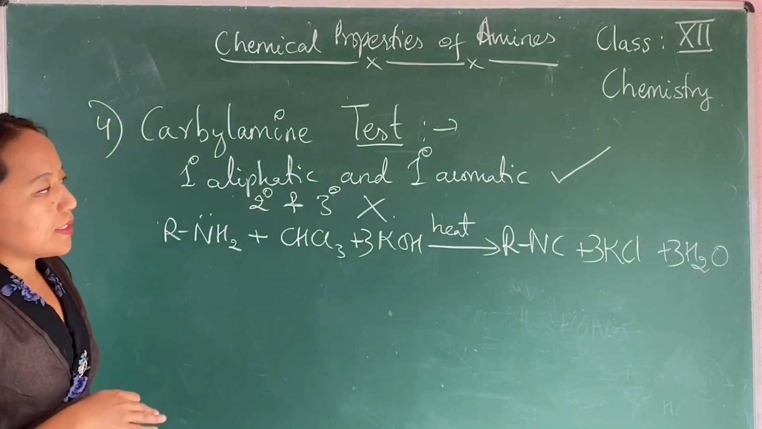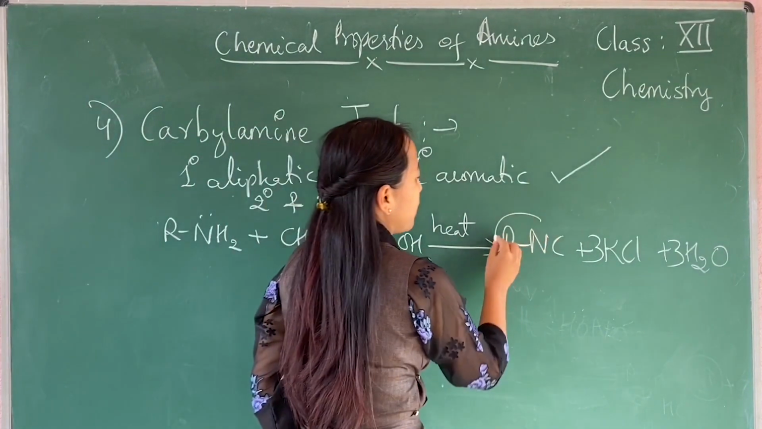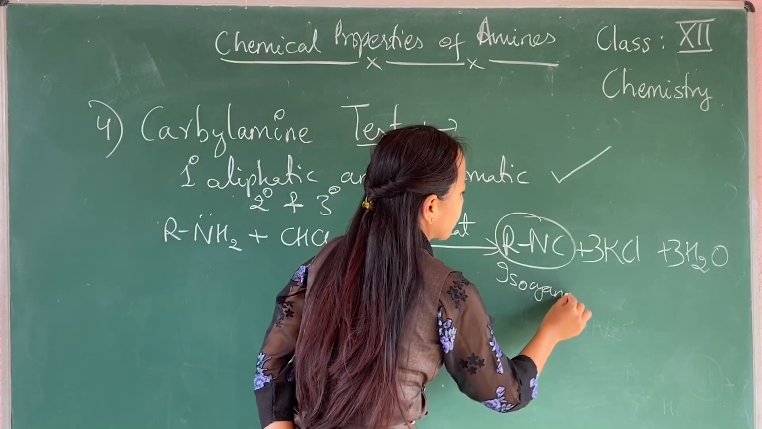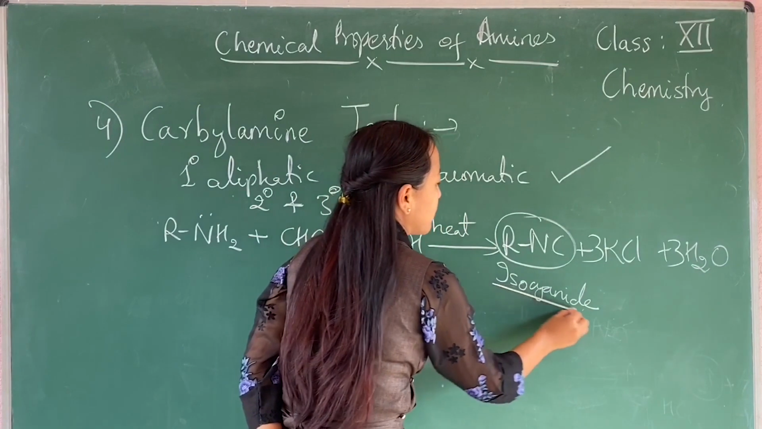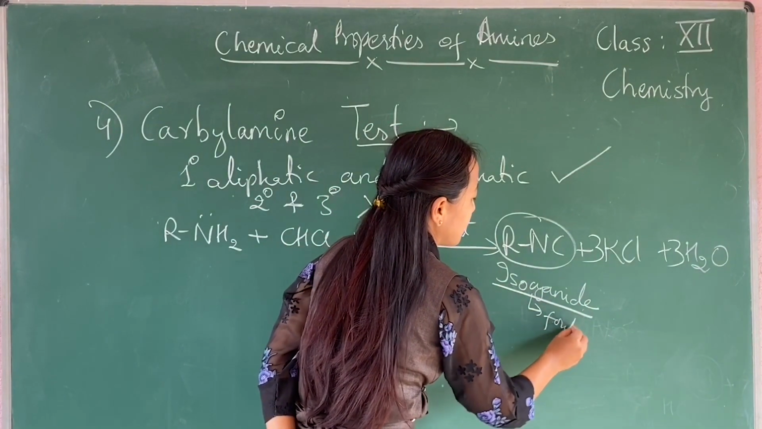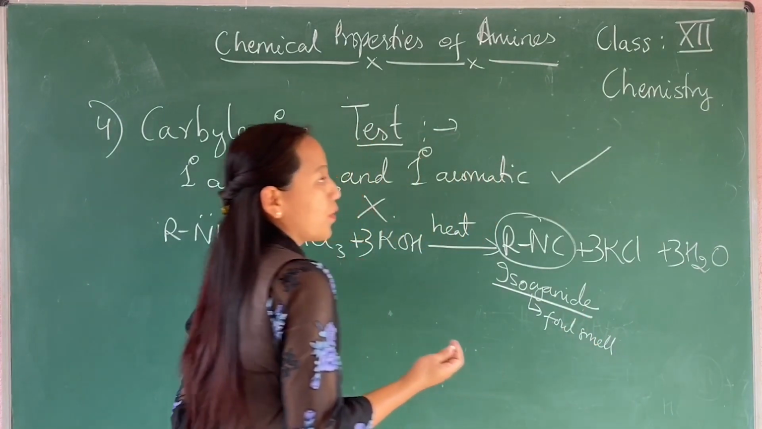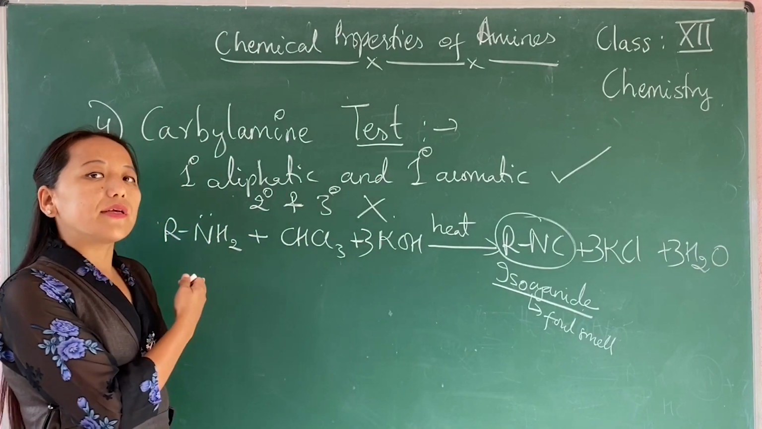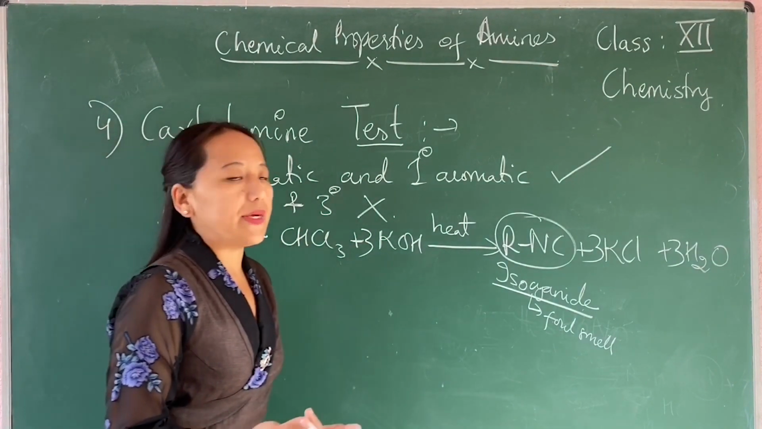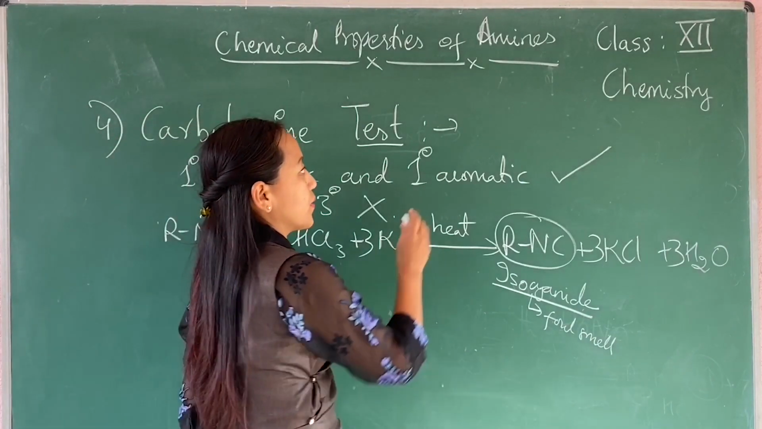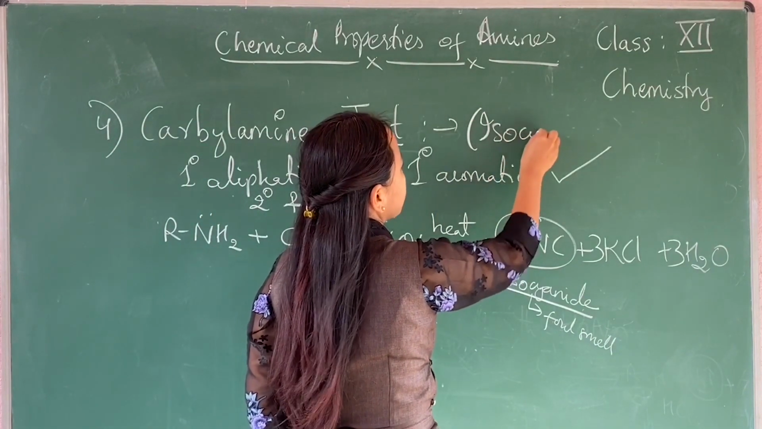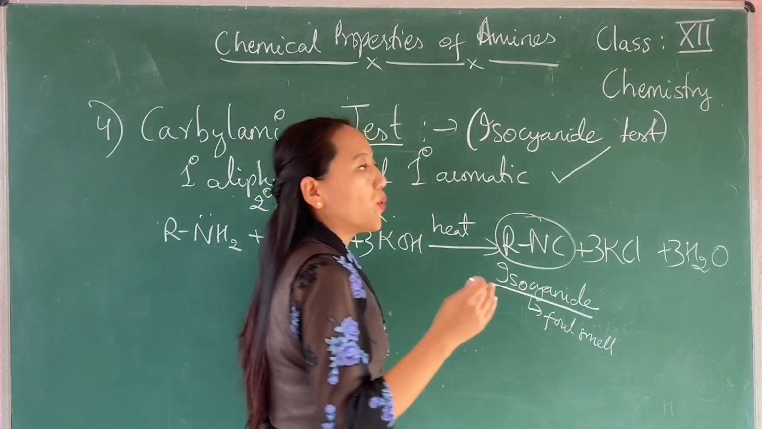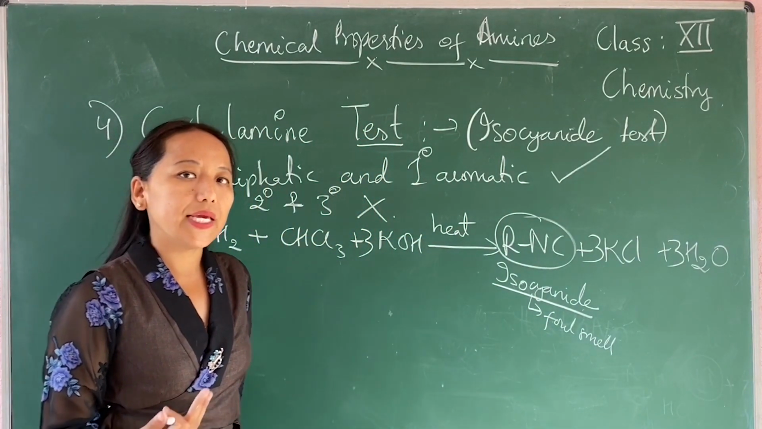So in this case, you can see that there's a formation of an RNC compound, which is called an isocyanide compound. Now this has a foul smell. Therefore, from the smell of the product formed, it indicates that the given compound in the reactant state is a primary amine. Because of the formation of isocyanide, this is also called the isocyanide test. And it is shown only by primary aliphatic and primary aromatic amines.